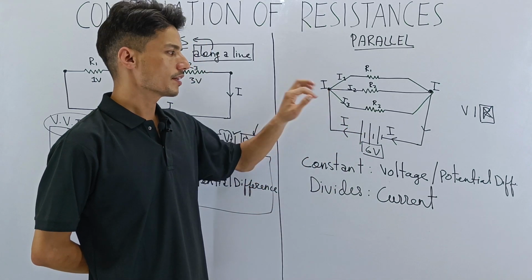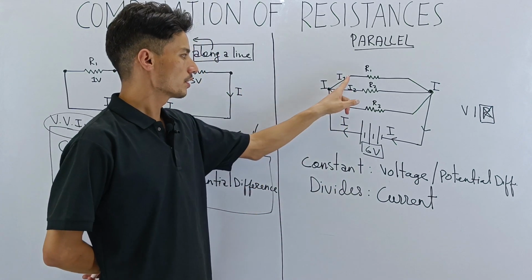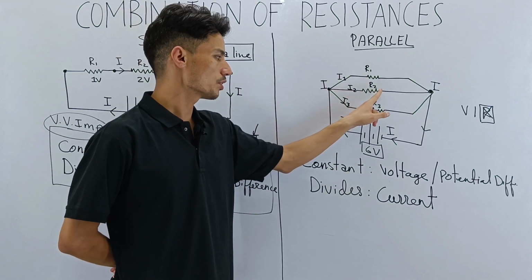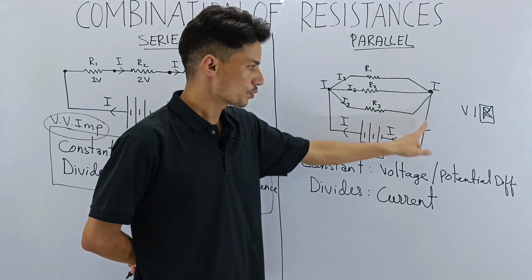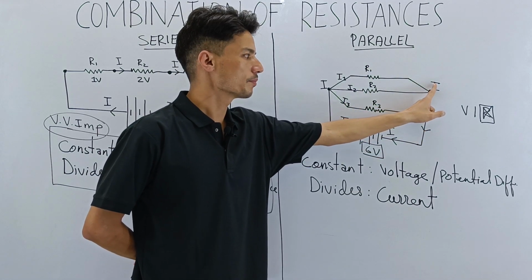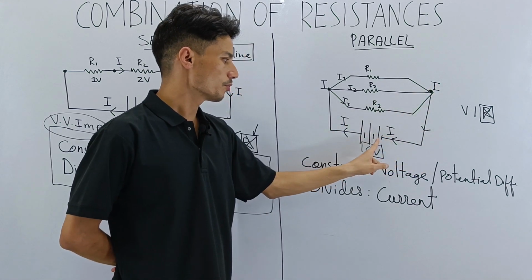From here, current gets divided into three parts because there are 3 routes for current to travel. I1 goes to R1, I2 goes to R2, I3 goes to R3. Again, they join again because the road is 1 again. So they join back to become the original I, which is here. And then the same I will flow back to the battery.